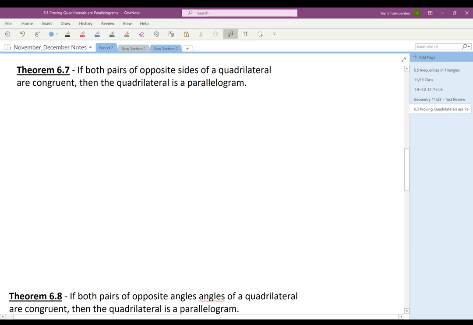We're going to take a look at two more theorems in this video. The first one says if both pairs of opposite sides of a quadrilateral are congruent, then the quadrilateral is a parallelogram. This is just the converse of the theorem we knew about quadrilaterals, parallelograms. So again, it's just saying, given a quadrilateral, four sides, if you know that the opposite sides are congruent, then that's enough to know that the quadrilateral is a parallelogram.